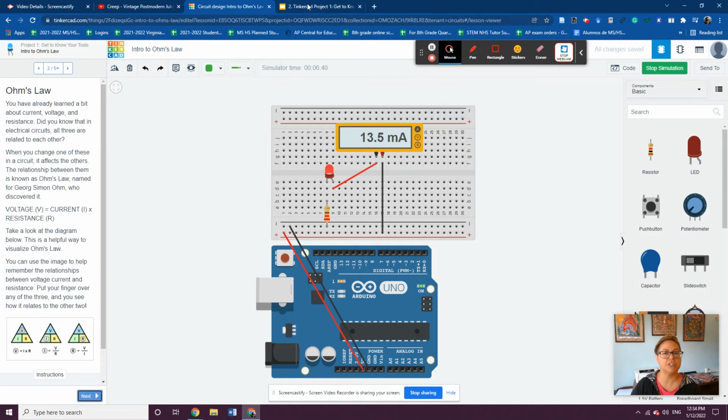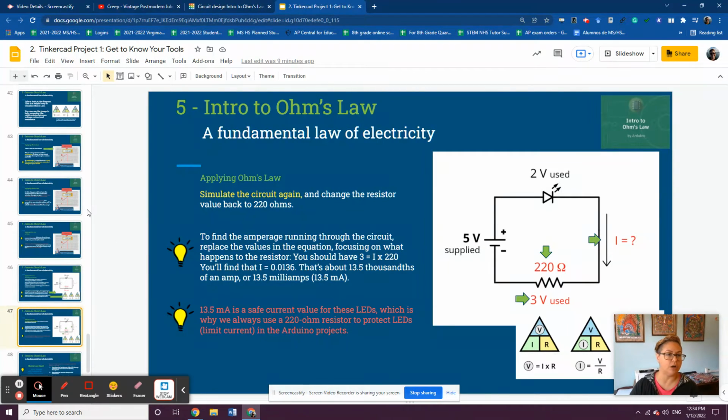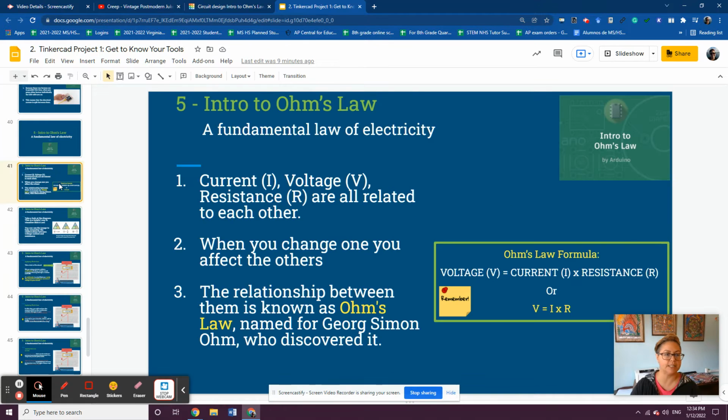Just to let you know, Ohm's law, I'm going to bring this up to the right space in our slides. It's called Ohm's law because it was named for George Simon Ohm. He's the person who made it a formal description of how it all works together. Basically, voltage is equal to current times resistance. So V is equal to I times R. And again, if you change one, you impact the others.